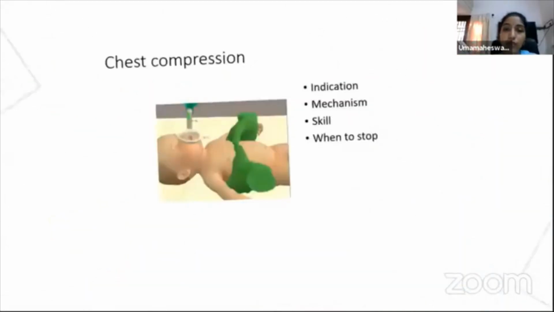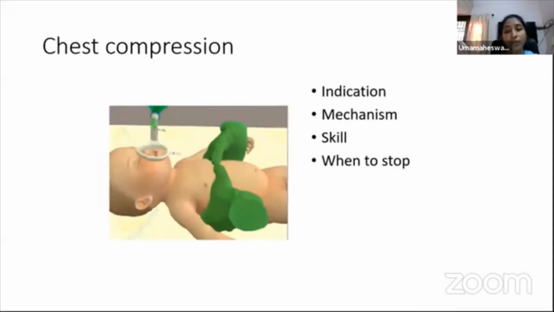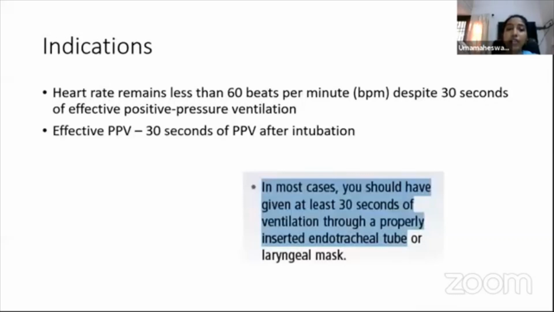So we are moving on to chest compression. I am going to go through the indication, mechanism, skill, and when to stop. Indication: if the heart rate remains less than 60 per minute despite 30 seconds of effective positive pressure ventilation. But one could consider effective positive pressure ventilation as 30 seconds of PPV after intubation also.